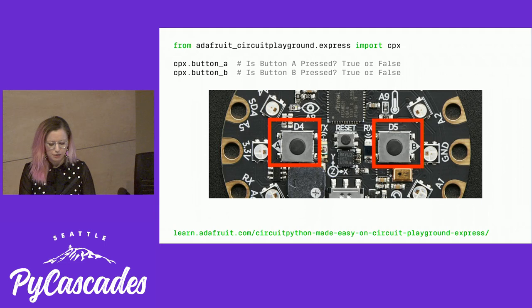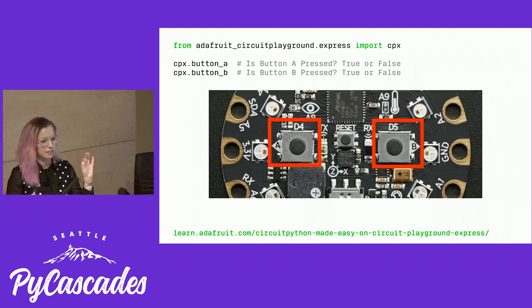And let's see how that might look. So here's an example. There's the two buttons. You can see they're labeled A and B. We can access this once we import the Circuit Playground library, cpx. We can access them with cpx.button_a and button_b. Those variables will be set to true when the button is pressed and false when it's not.